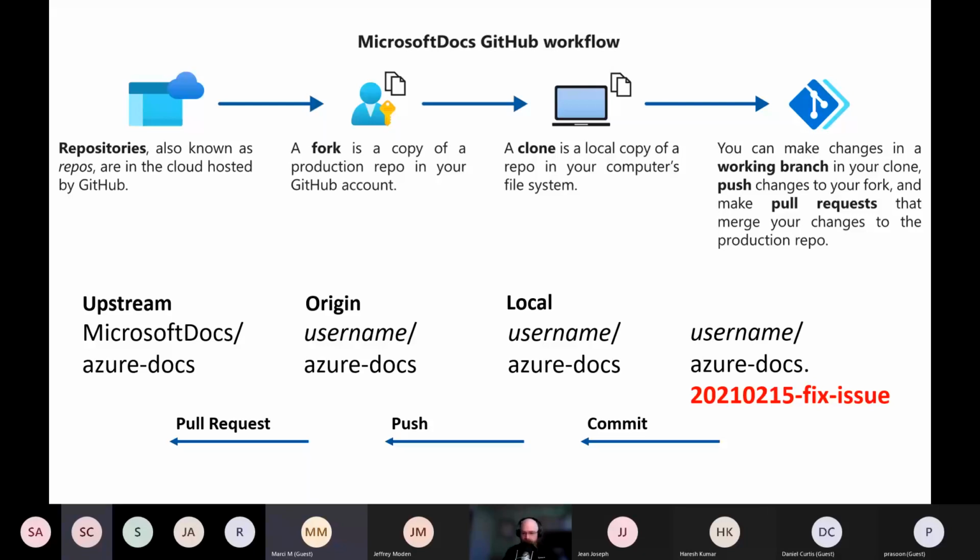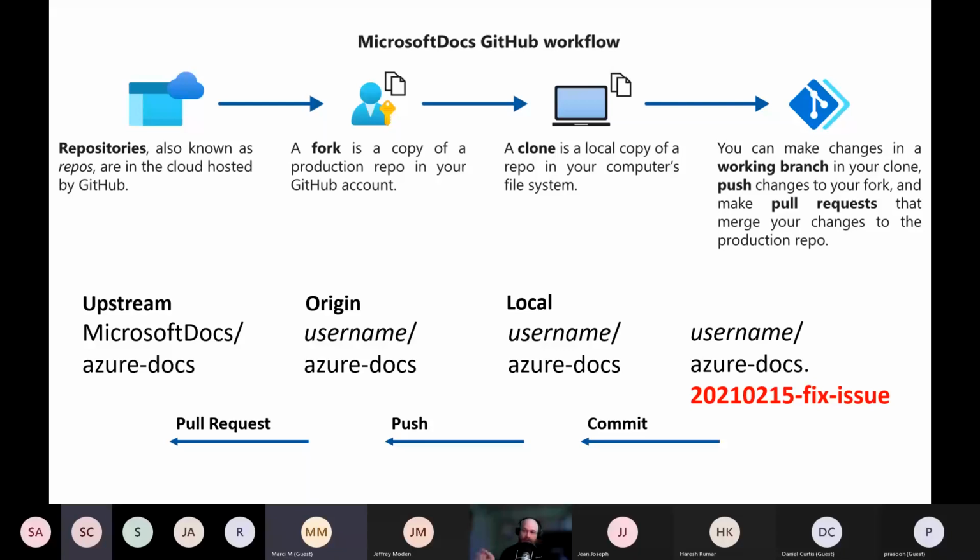A clone then is a copy of a fork brought down locally, and the files are copied to your workstation. They're physically created on your workstation when you clone a repository so that you can make edits to those files, so that you can add and remove files. And now when you go to make changes to a file or you add or remove files, you're going to do that inside what's called a working branch. And that is relevant to the chunk of changes that you'll be making.